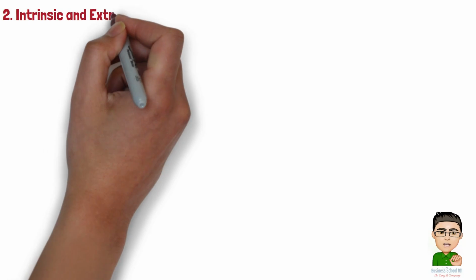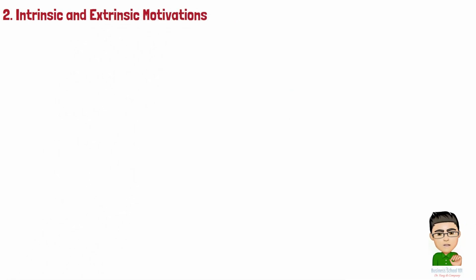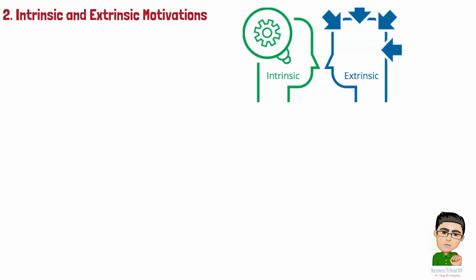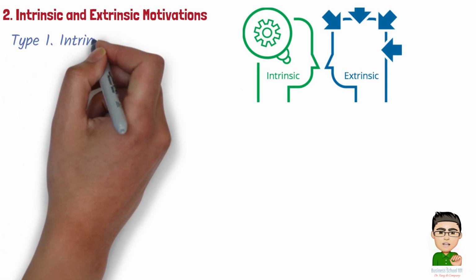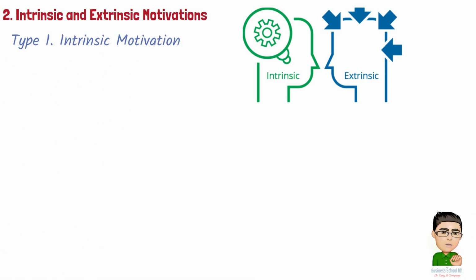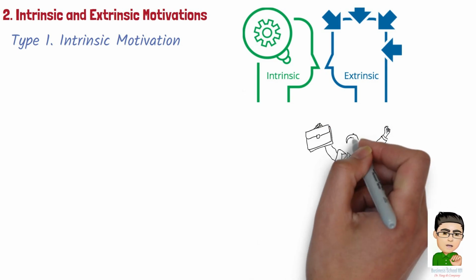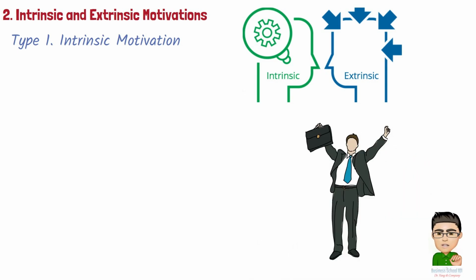Section 2. Intrinsic and extrinsic motivations. The self-determination theory suggests that intrinsic and extrinsic motivations are two distinct types of motivation that influence an individual's behavior and decisions. Type 1. Intrinsic motivation. Intrinsic motivation occurs when individuals engage in an activity or task because they find it inherently satisfying, enjoyable, or personally rewarding. They do it for the sheer pleasure or fulfillment the activity itself brings, without any external rewards or pressures.